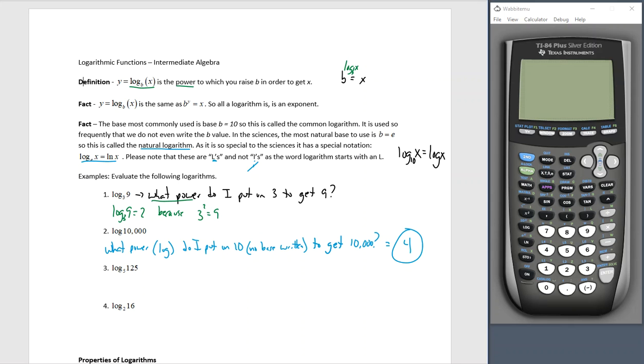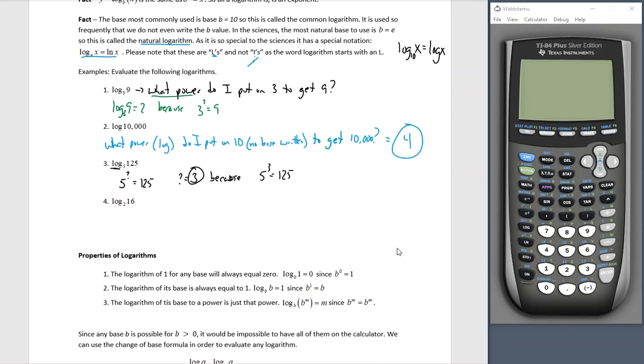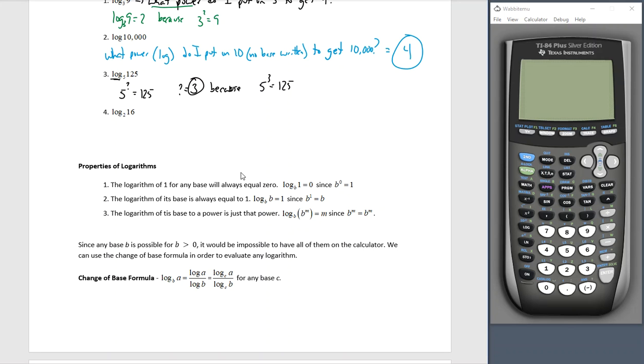All right, let's try another one. We're actually going to try 2 more. What power do I put on 5 to get 125? We don't want to have to write the words all the time. So we want to start translating these into mathematical sentences rather than English sentences. Well, in this case, that power must be 3 because 5 to the third equals 125. All right, so what power? When it's asking for a logarithm, all I want to know is what power.